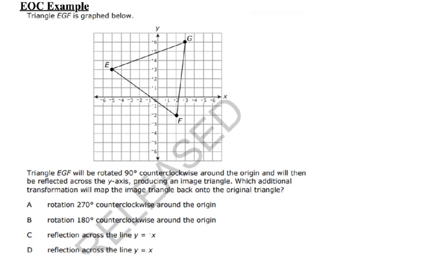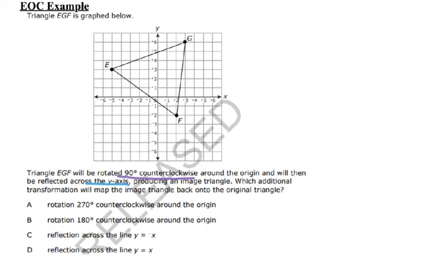Alright, I hate this question. I'm just going to say it. This is from a released EOC. And I don't know if we'll take an EOC this year, but just in case, you're going to be ready. Triangle EGF is graphed below. Triangle EGF will be rotated 90 degrees counterclockwise around the origin, and then it's going to be reflected across the y-axis. Which additional transformation will map the image triangle back onto the original triangle?